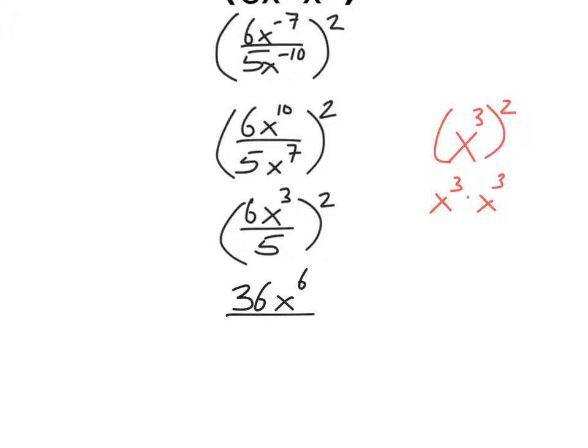And it's all over now the 5 squared, which of course is 25. That doesn't simplify any more past that, so you're done.